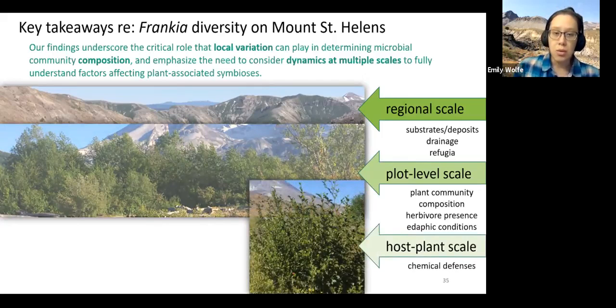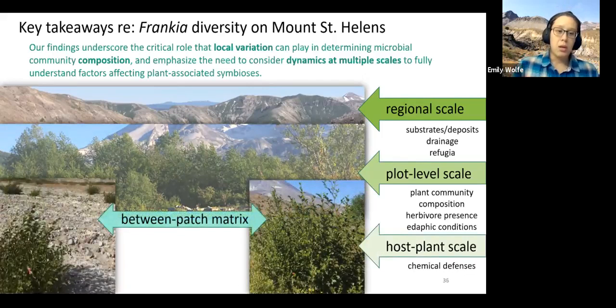And then at this scale too, I think it's important to consider the between patch matrix. This is basically trying to keep in mind the hospitability of the areas between these inhabited patches. So large sections of the Pumice Plain, as you can kind of see in the background of this picture, are barren, while others are inundated by seeps, which is more similar to this picture here. And if the between patch spaces are inhospitable, it makes it harder for dispersal and successful establishment in other hosts.